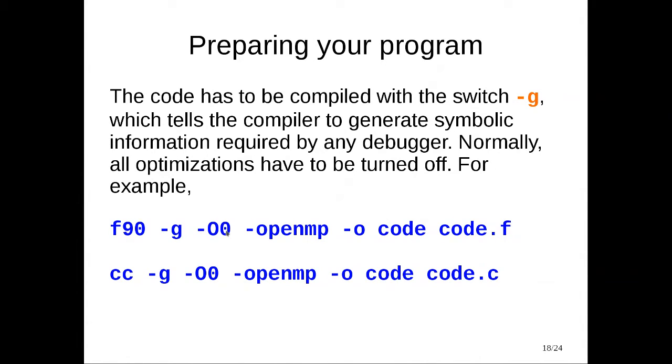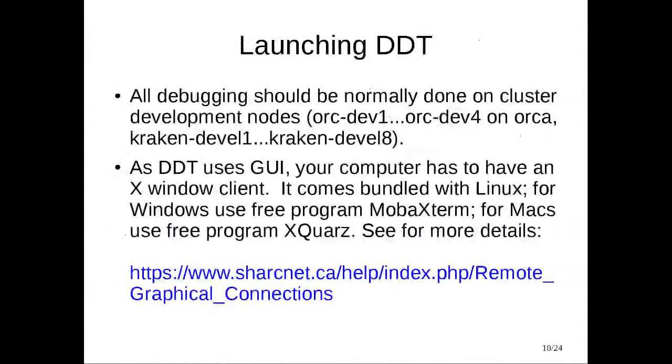But as I will show in one of the examples, sometimes you have a situation when a certain bug manifests itself only at a certain optimization level. So you don't have a bug, or it doesn't manifest itself at zero optimization, but you say -O1, you have a bug. In that case, you have no choice. You have to debug your code with the proper level of optimization.